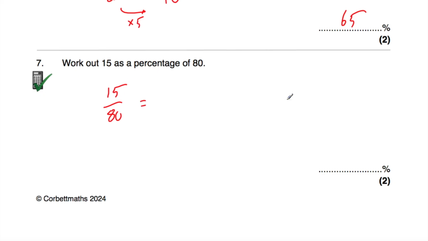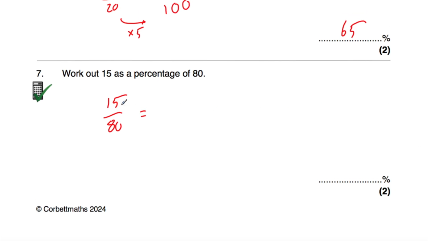Now it's a calculator question, so what I tend to do is just take the numerator, 15, and divide by the denominator on my calculator, and when I press equals, I get 3/16. And then if I change that to a decimal, I get 0.1875. So I've just changed this fraction, 15/80ths, to a decimal on my calculator by taking the numerator and dividing it by the denominator. So I've done 15 divided by 80 is equal to 0.1875.